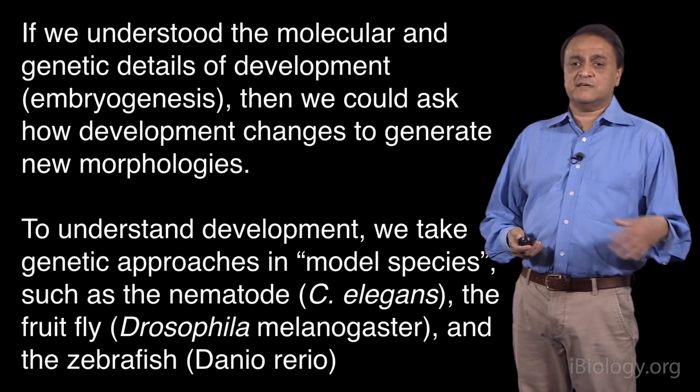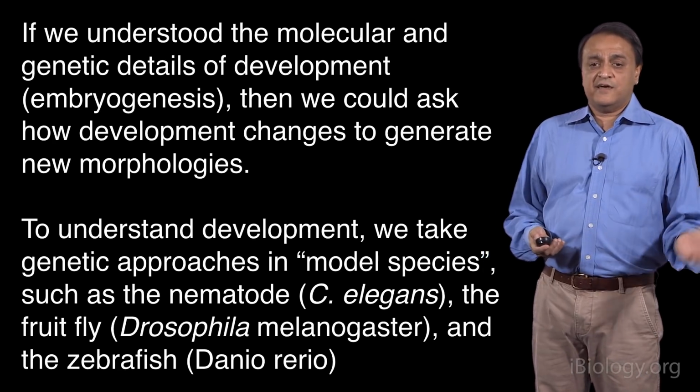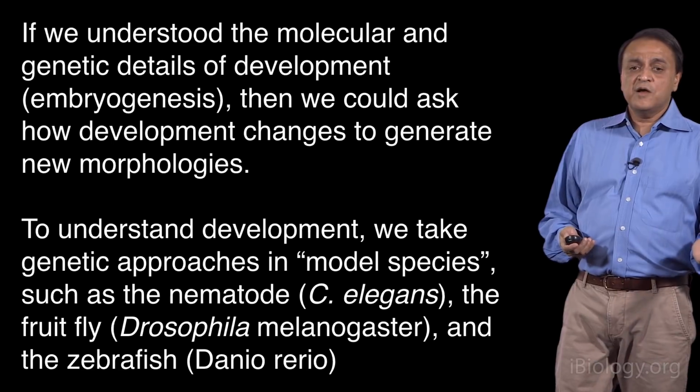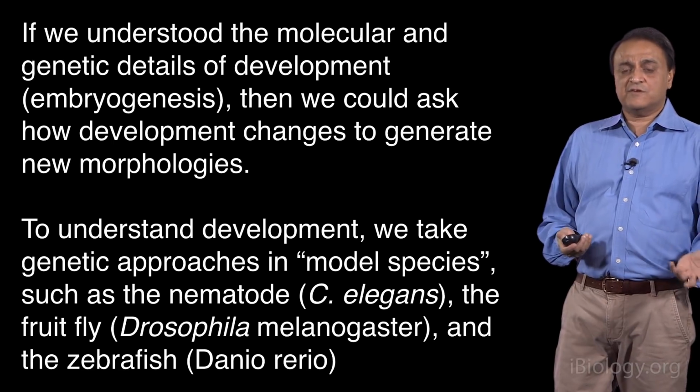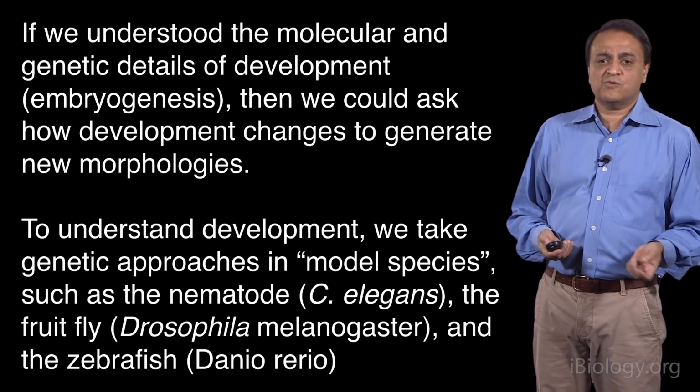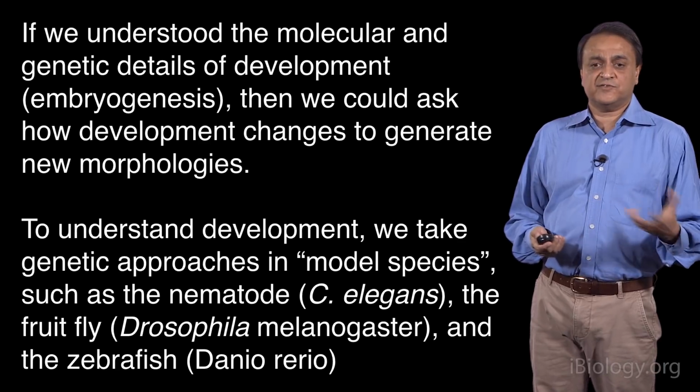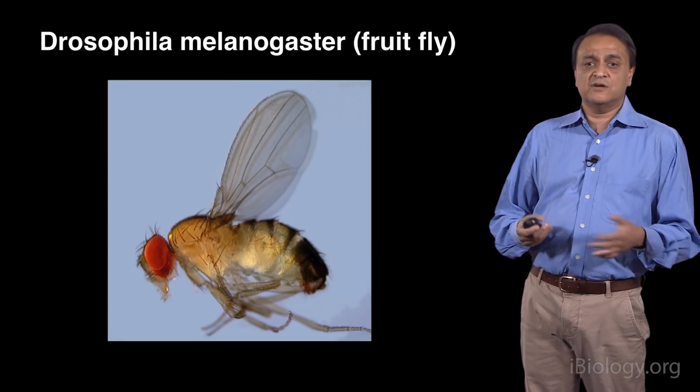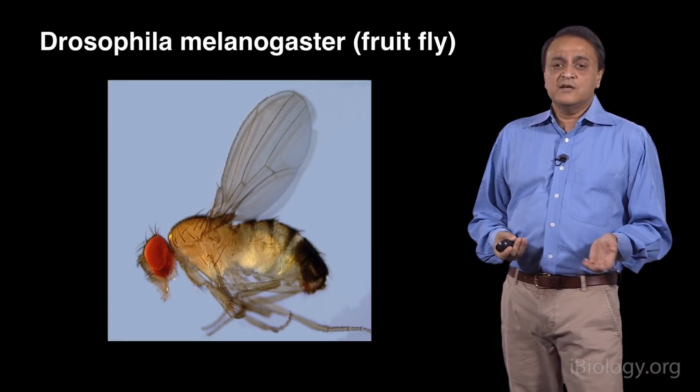And those include things like the nematode C. elegans and the zebrafish Danio rerio. But what I'm going to focus on today for the start of my talk is another one of the workhorses for genetic analysis of development, which is Drosophila melanogaster, otherwise known as the fruit fly.